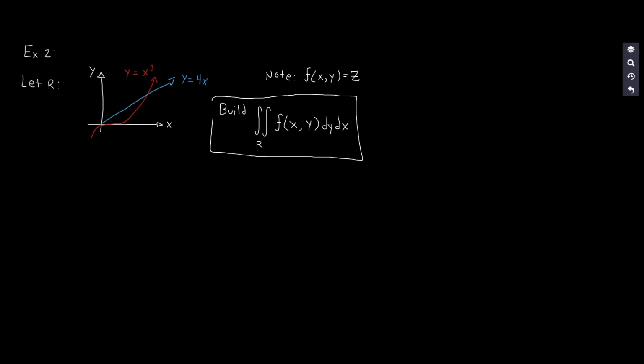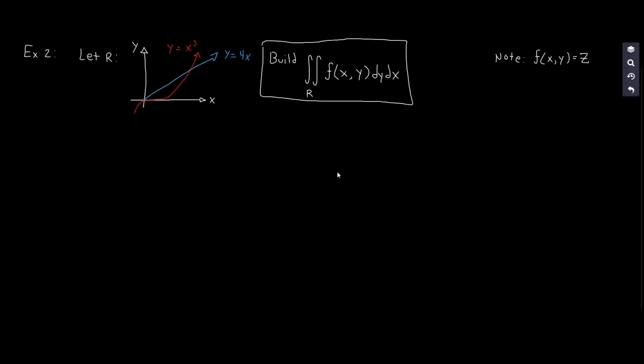Let's look at another example. In this next example, we're given a graph. It says to let the region R be this graph. And in this graph, we're given a cubic, x raised to the third power, and a linear function, 4 times x, in blue, and x raised to the third in red. And we're told to build this double integral f of x and y, integration with respect to y and integration with respect to x.